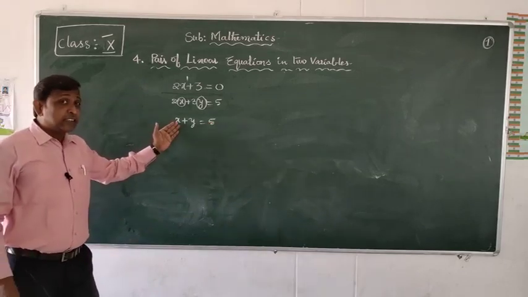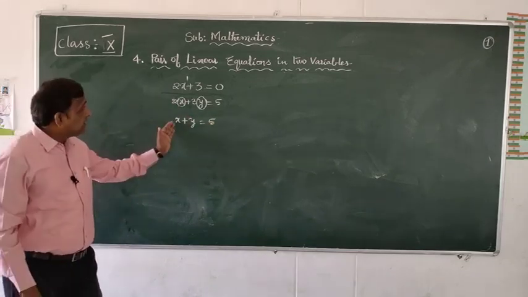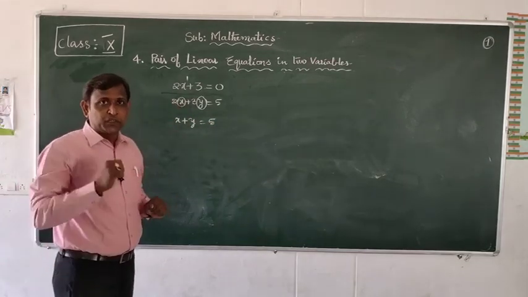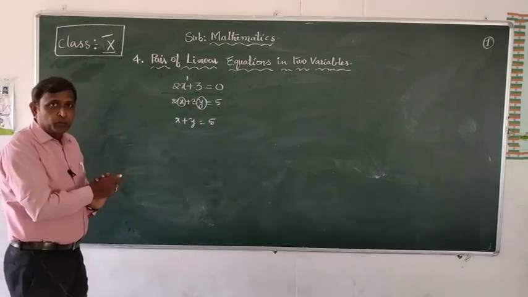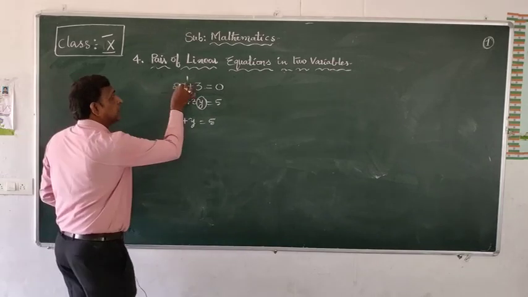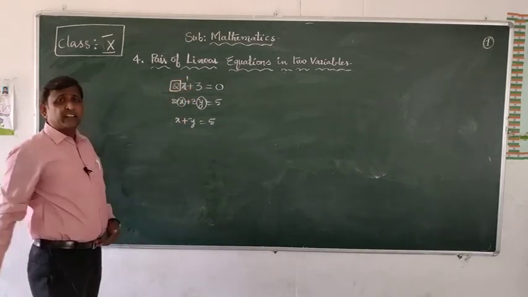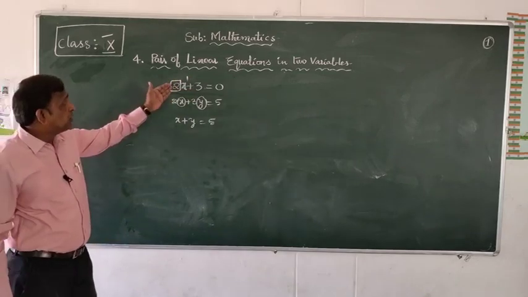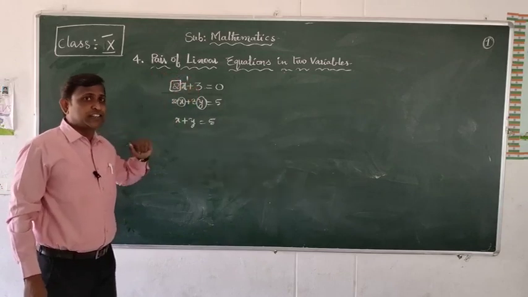See children, this is also a linear equation, because it is also a first degree equation. Thereafter you have to see now, here x has a coefficient. What is that coefficient here? That is 2. 2 is the coefficient of x and 3 is the constant.